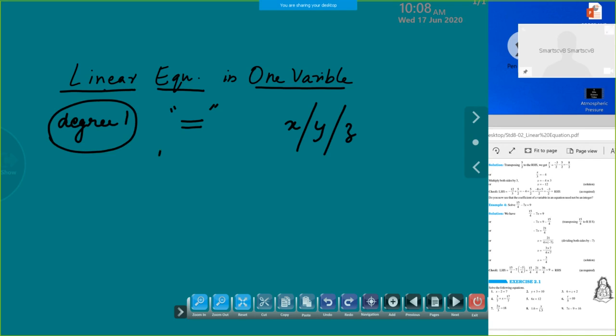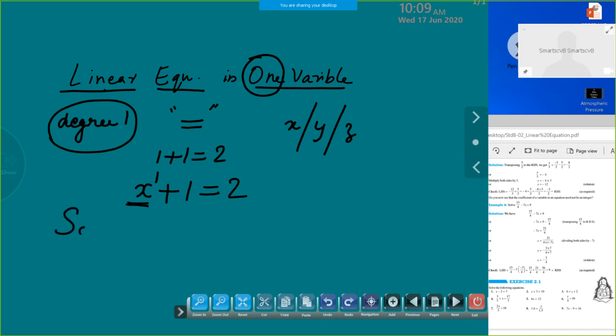Now equation. Even 1 plus 1 is equal to 2 is an equation because it has an equal to sign. But when we consider linear, it should have a variable. Since we are discussing only one variable equations, x plus 1 is equal to 2. This is a linear equation or algebraic equation having one variable whose degree is 1. So it is known as a linear equation in one variable. This is what we learned last class.